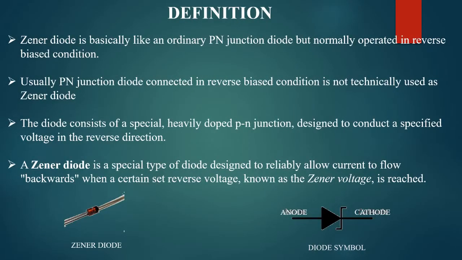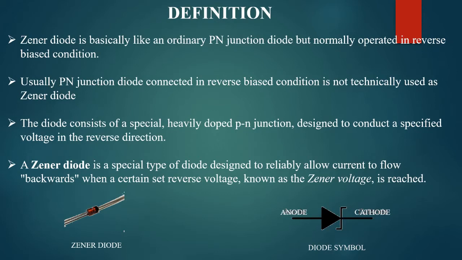Zener diode is basically an ordinary PN junction diode but normally operated in reverse biased condition. But an ordinary PN junction diode connected in reverse biased condition is not used as a Zener diode practically. So the PN diode is especially designed with heavily doped P-type and N-type semiconductor material to conduct a specified voltage in reverse direction. Zener diode is able to flow current in reverse biasing or backward with a certain set voltage that is called Zener voltage.